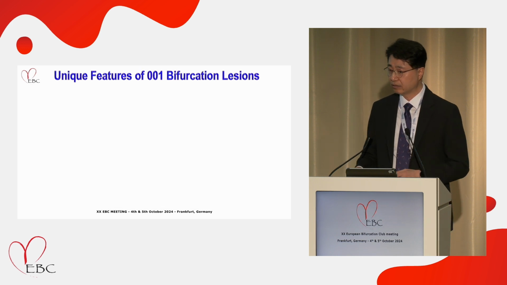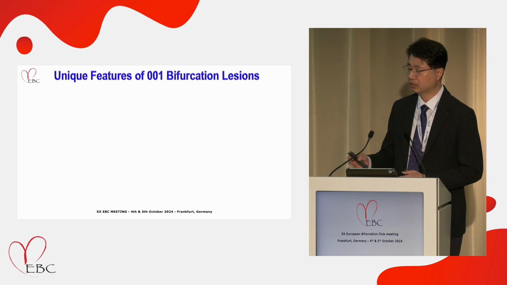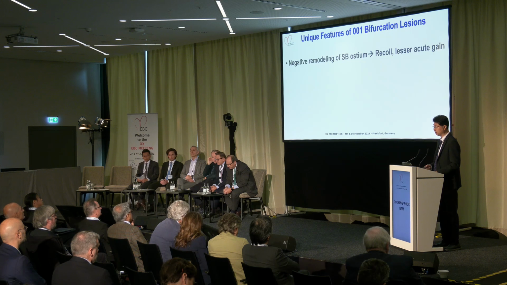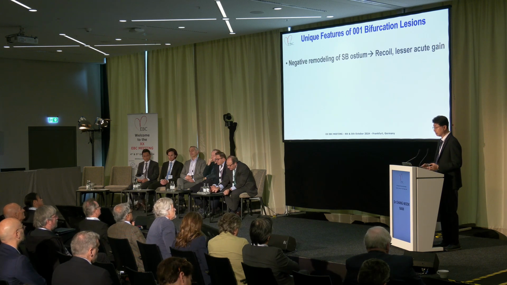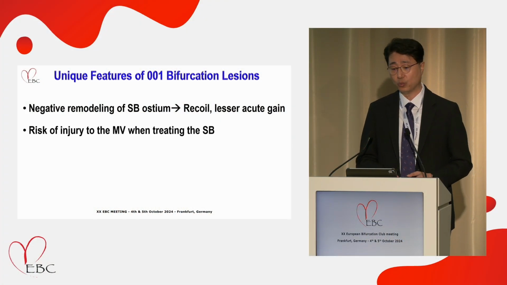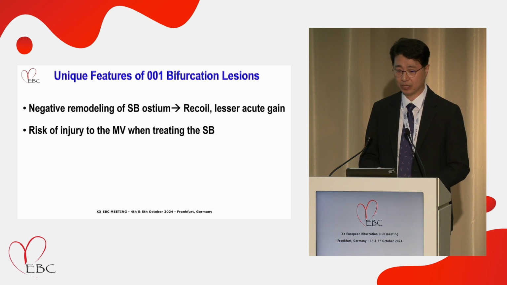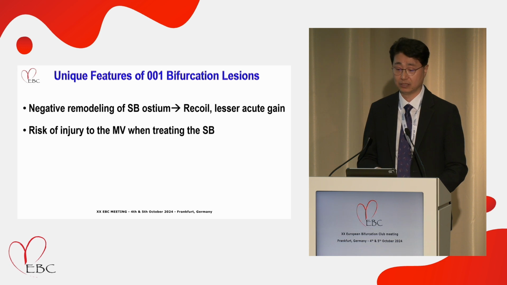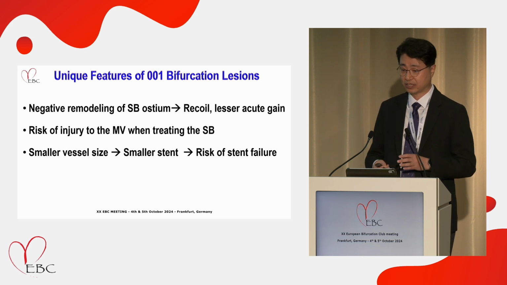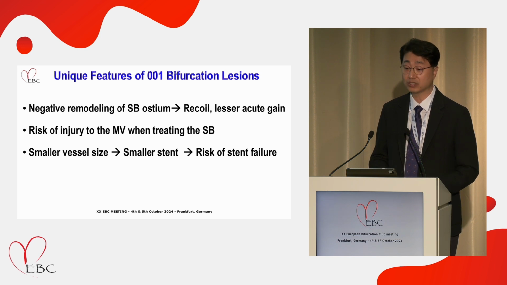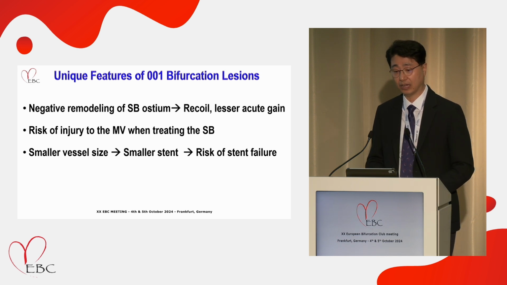So why is there a higher event rate compared to non-001 lesions? There is a higher event rate in 001 bifurcation lesions because 001 side branch disease has negative remodeling. So there is a higher chance of recoil and less acute gain. Also, when you treat the side branch with a balloon or stenting, there is a higher chance of injury to the main vessel. And the side branch has a smaller vessel diameter, so we will implant a smaller stent, with higher risk of stent failure.